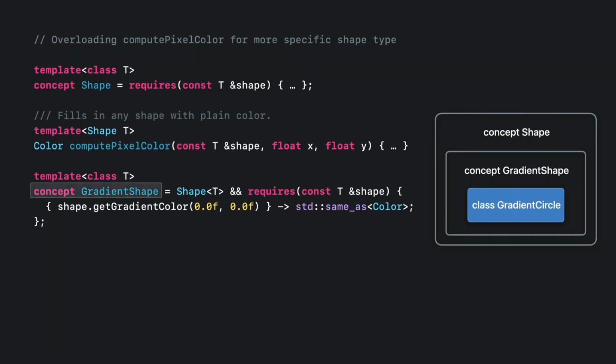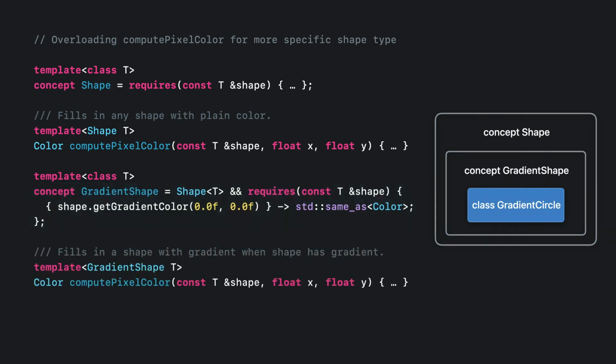This concept is implemented using a requires expression, just like the shape concept. However, since I want gradient shape to satisfy the original shape concept as well, I include it as the first requirement in the new concept. This ensures that a class that satisfies the gradient shape concept also satisfies the shape concept, which means I can still call the getDistanceFrom method for values of such class. I then use the logical AND operator and the requires expression to ensure that the gradient shape concept can only be satisfied by classes that have the getGradientColor method.